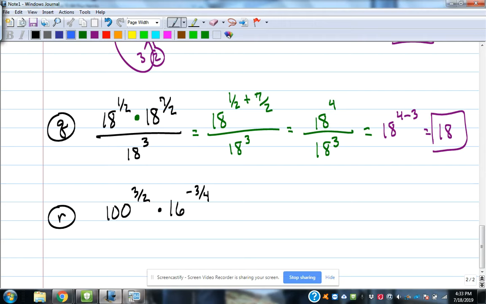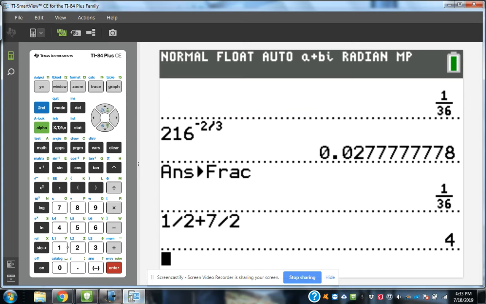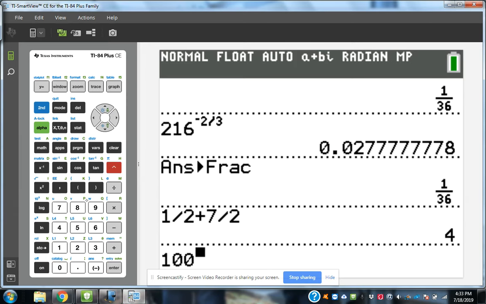So that's what we're going to do with this, is we're going to try to break down the 100 to the 3 over 2, and then we'll work with the 16 to the negative 3/4 and see what happens with that. So I'm going to try to use my calculator, if it will, raise 100 to the 3 over 2 and see what I get.